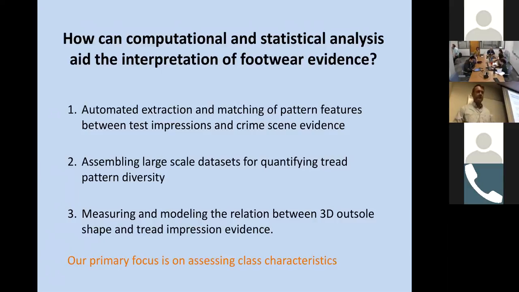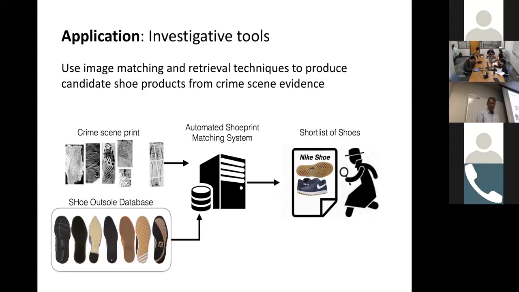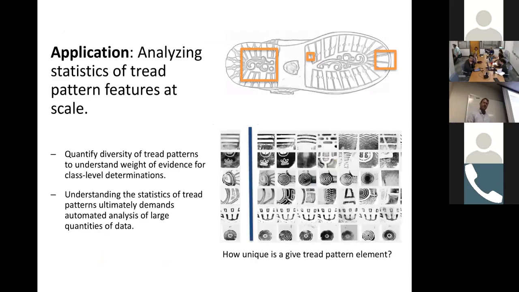As motivation, we can talk about a couple of applications. One is how we can expand investigative tools by using automated matching and retrieval techniques. You could imagine that if you have some crime scene evidence, you would like to match it against a database of reference tread patterns and develop a short list of candidate shoes that might match that impression. This provides a way to aid the investigative process. We're also interested, in the long term, in understanding something more about the statistics of tread pattern features.